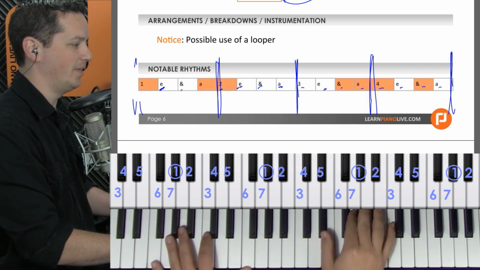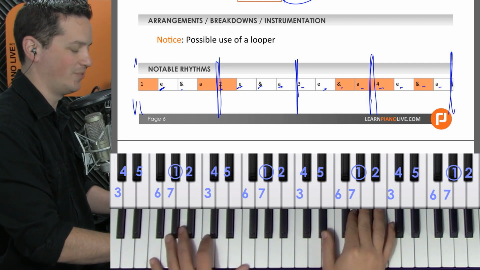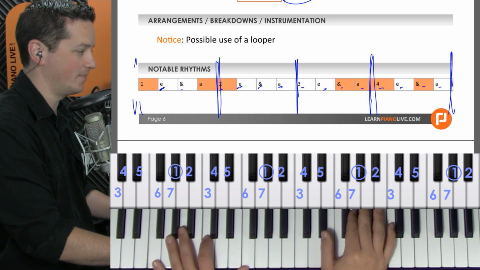1E and a 2E and a 3E and a 3. I just played this. I swear.